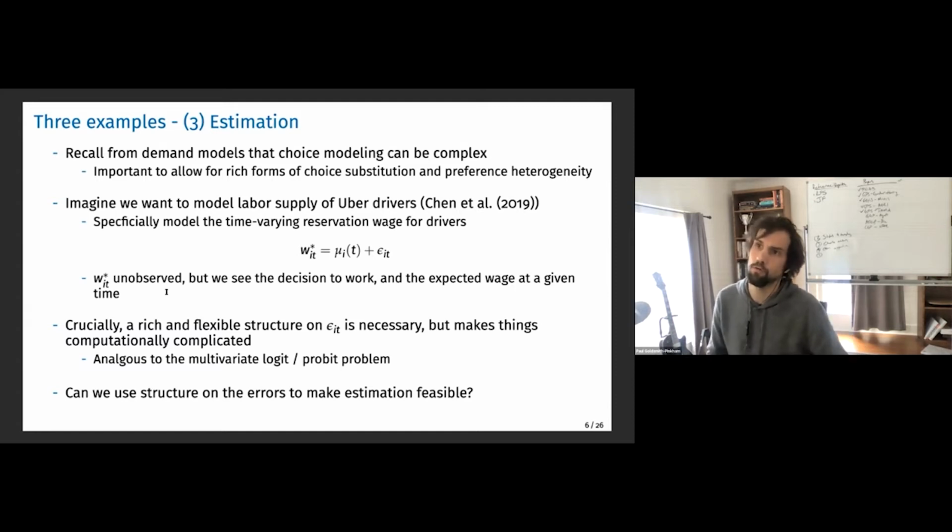They don't observe this reservation wage, but they can see the decision to work and the expected wage. And they use that as a way of estimating, to back out what the underlying reservation wages are. But what they really want to do is allow for very flexible and rich structure on the epsilon, the unobserved component. They want that to be very flexible in order to fit well.